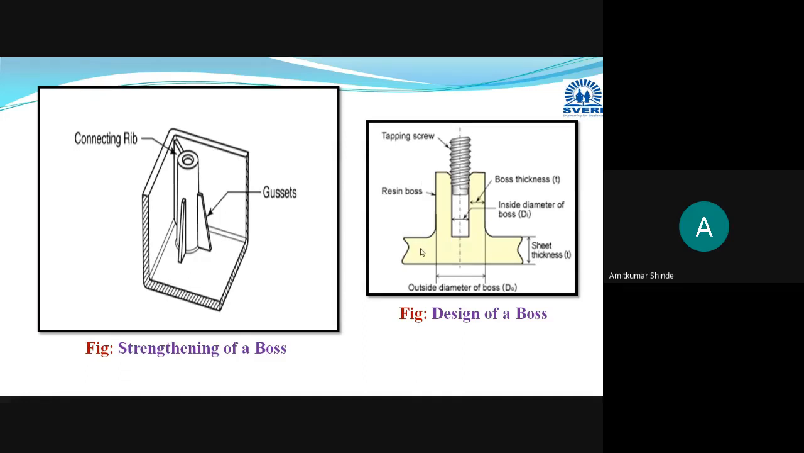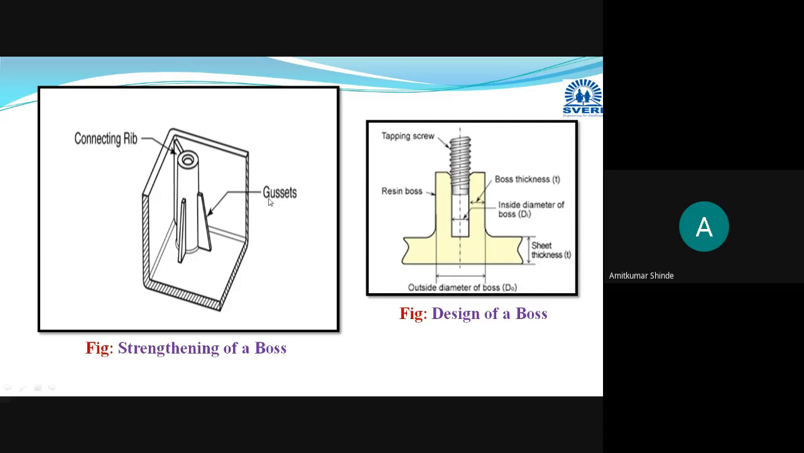Now, sometimes whenever you are providing a boss, it requires strengthening. For increasing the strength of the boss, we use ribs or gussets. What is the difference between ribs and gussets? It is just related to their shape and size. Their function is the same.